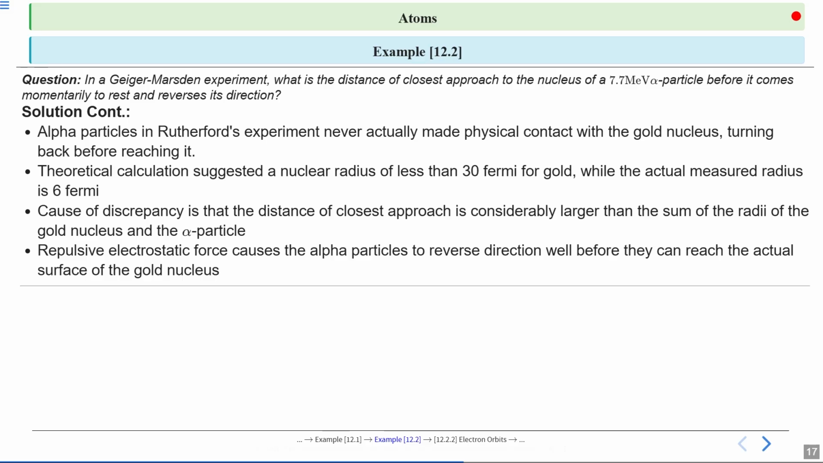To sum up, the repulsive electrostatic force between the positively charged alpha particle and the gold nucleus is so strong that it causes the alpha particle to reverse direction well before reaching the nucleus. This experiment was key in showing that atoms have a tiny, dense, positively charged nucleus.